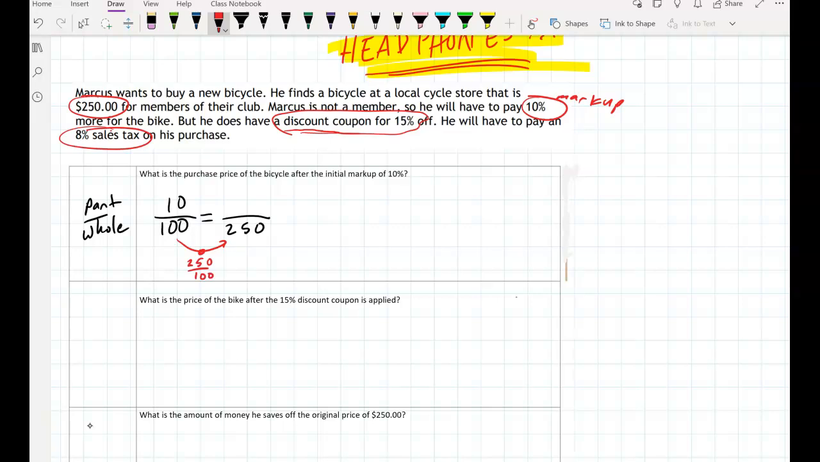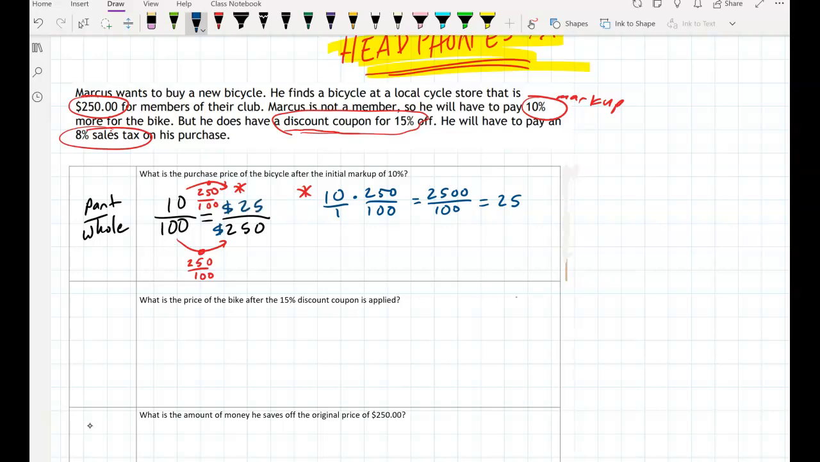100 times 250 over 100 will equal 250. If we do that in the denominator of our proportion, we have to do the exact same thing up top. So 250 over 100. And we're going to do this fancy math work over here because there's not room for it there. So here we go. 10 multiplied by 250 over 100. Make sure you put a 1 under your 10. 10 times 250 is 2,500. And 1 times 100 is 100. And then 2,500 divided by 100, well, that's 25. 25 what? Remember, that's $25.